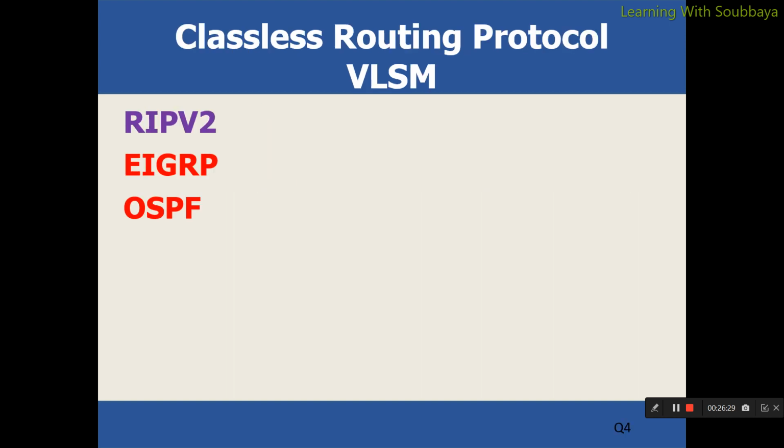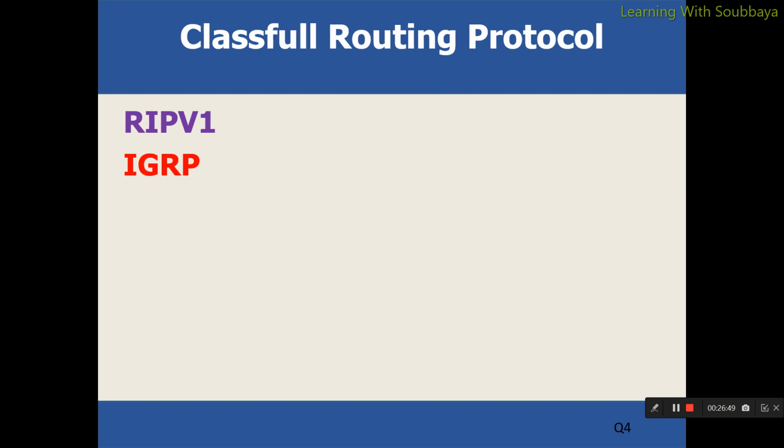We understood classful and classless: which protocols support classful and which support classless. Classful protocols are RIP version 1 and IGRP. Classless protocols are RIP version 2, EIGRP, and OSPF.